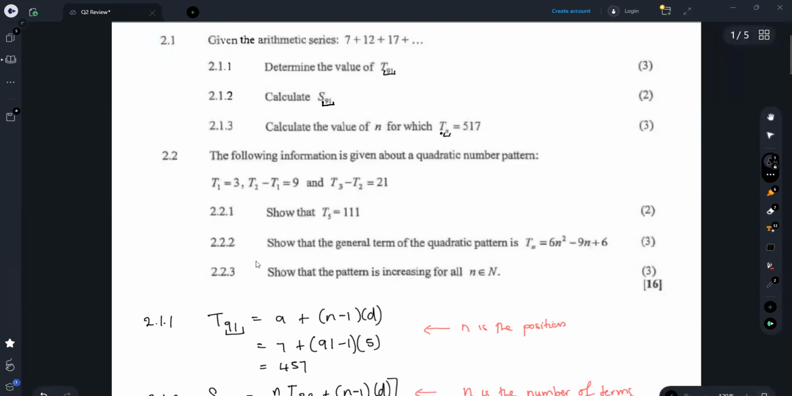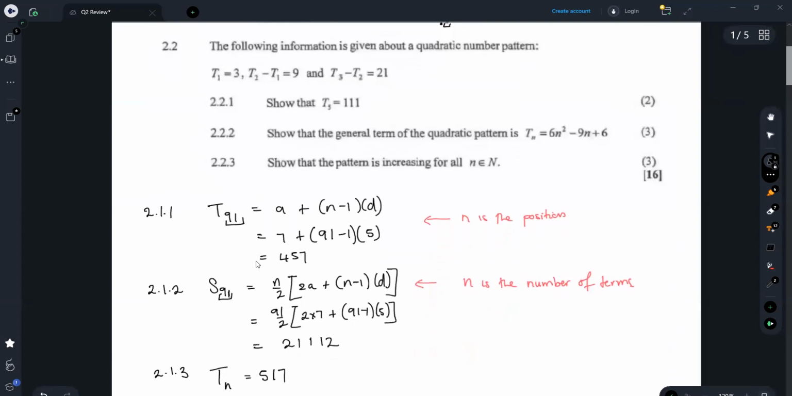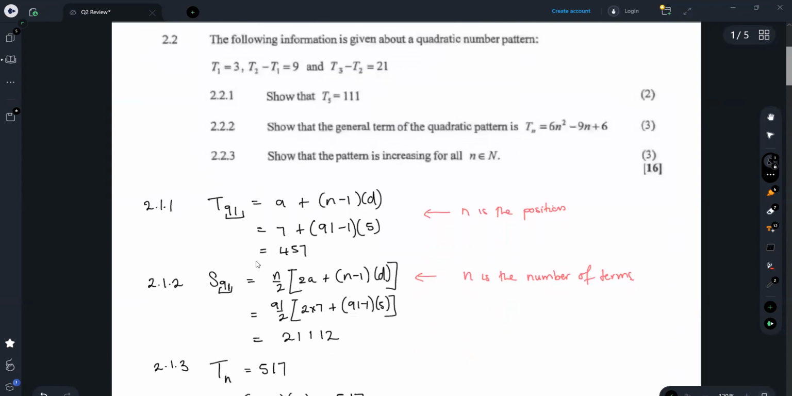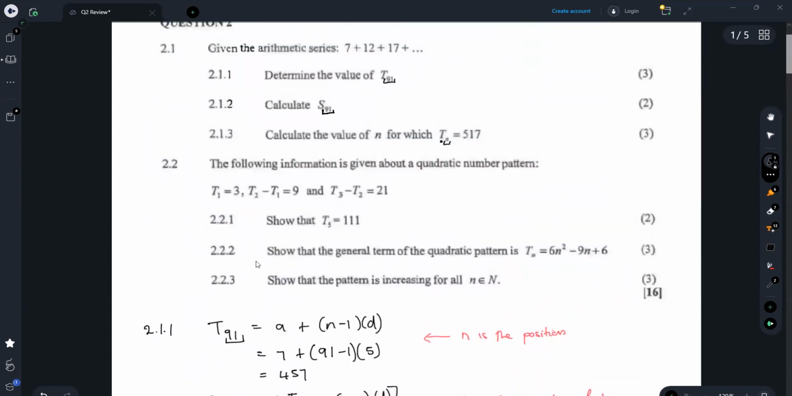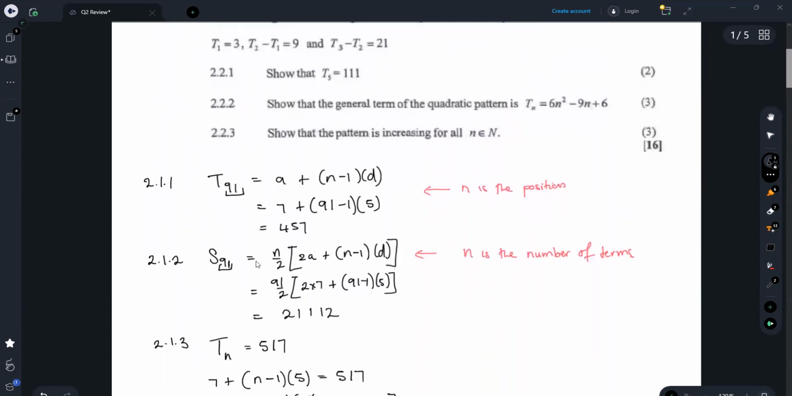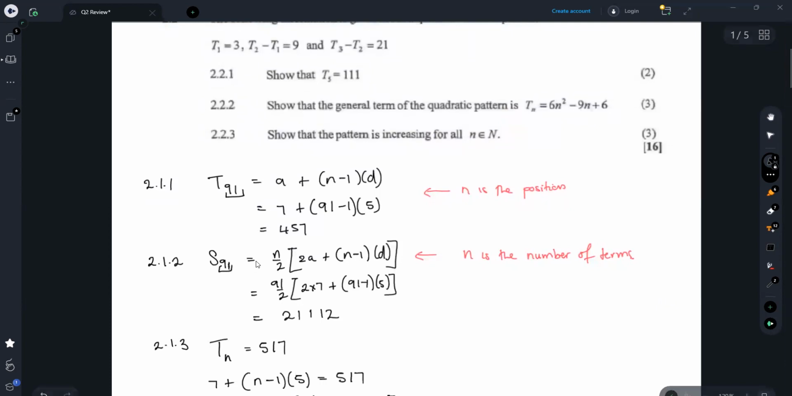Okay, so now what I want you to remember is that the first difference of a quadratic pattern is an arithmetic pattern. And the second difference of a quadratic pattern is just a constant difference, because every arithmetic pattern produces a constant difference. Okay. So their first question up here was to show that T5 is equal to 111.